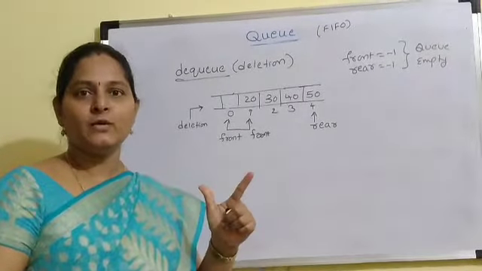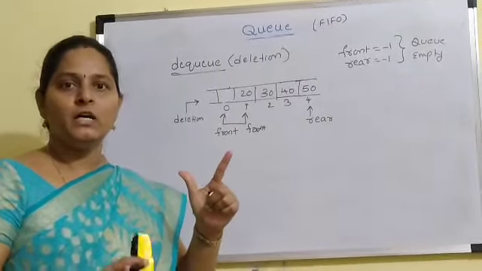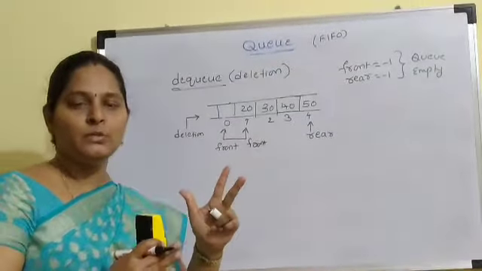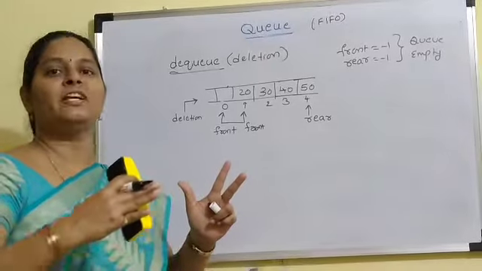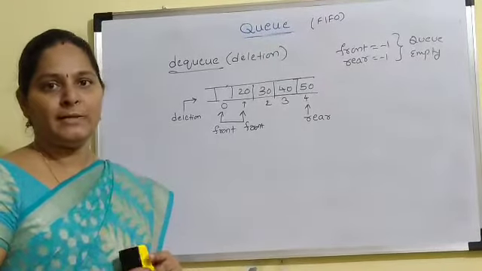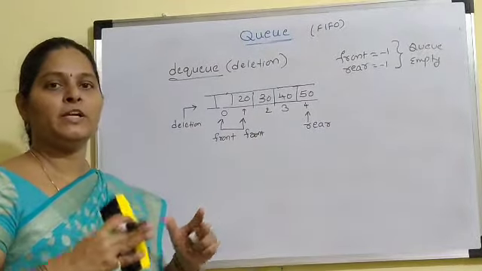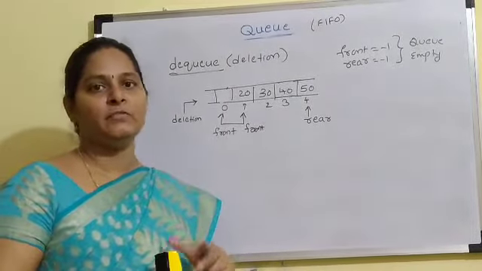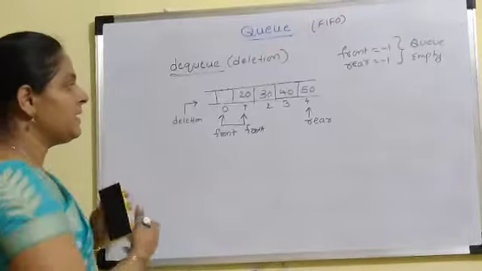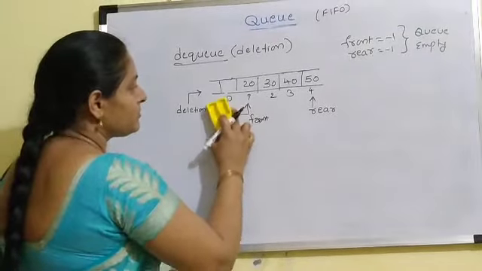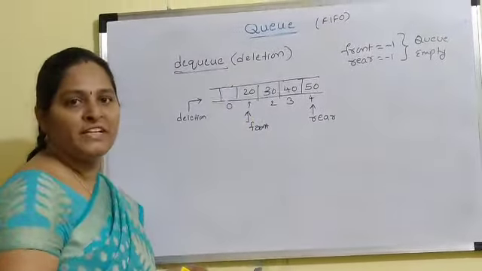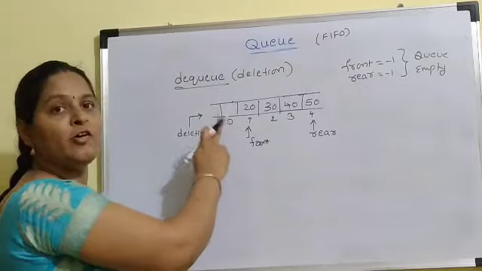So before deleting an element from the queue, first we need to verify whether the queue is empty or not. Second, remove the element from the front position. Third step, move the front pointer to the next front element, or increment the front pointer by 1. These are the 3 steps we need to follow while deleting an element from the queue. Let us see, after deletion of 10 from the queue, what are the positions of the front and rear pointers?